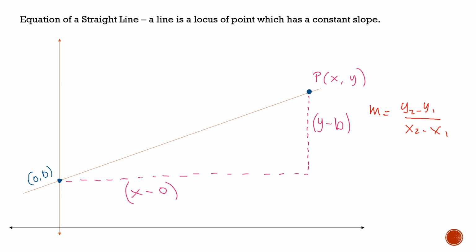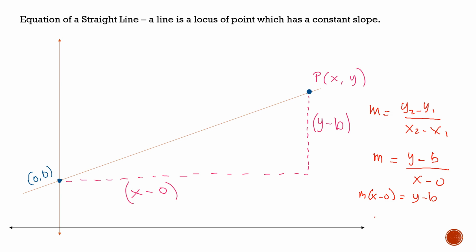Therefore, the slope is equal to, what is y2? That is y minus b. Alright? y minus b over x2, that is x minus 0. Cross multiplication, we have m times (x minus 0) is equal to y minus b.